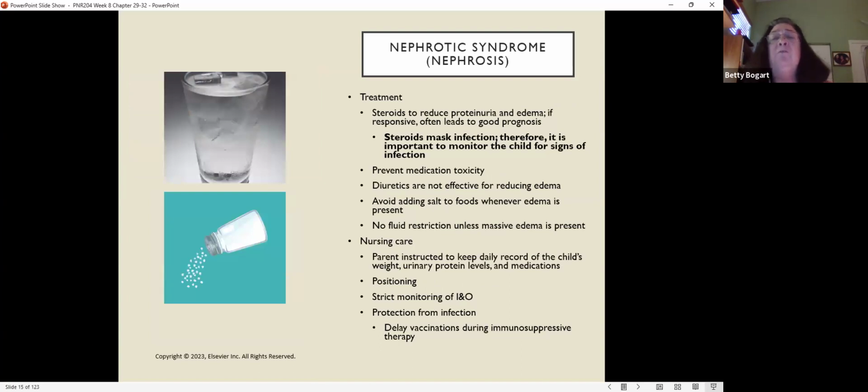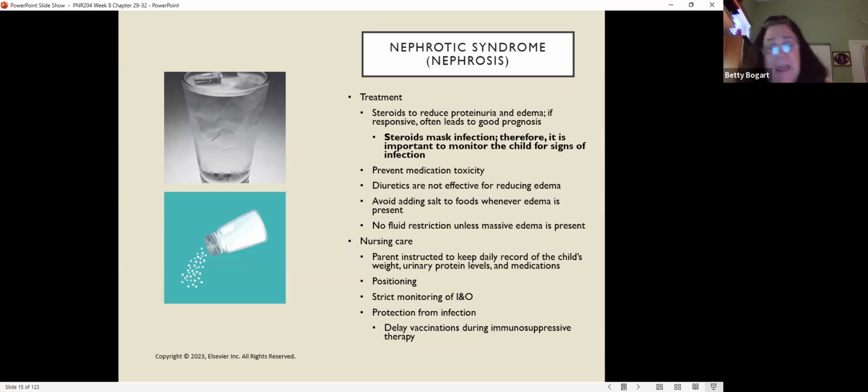Now, nephrotic syndrome treatment is actually steroids. It reduces the proteinuria and edema in this case, believe it or not. But remember, they are immunosuppressed. They are children that are more apt to get infections. So remember, steroids mask that. So you have to look, you have to be seeing what's going on. And it could be that fever that you might see.